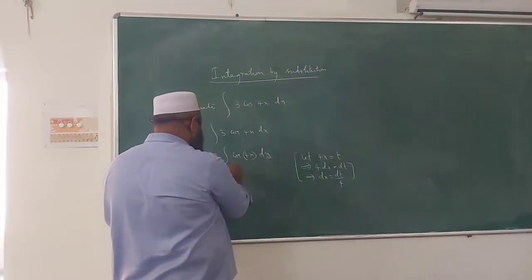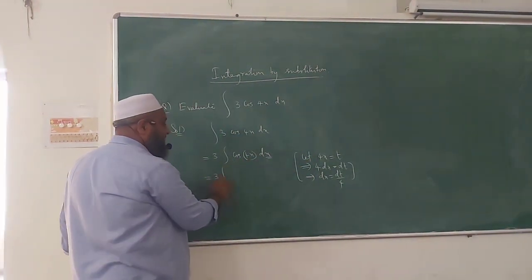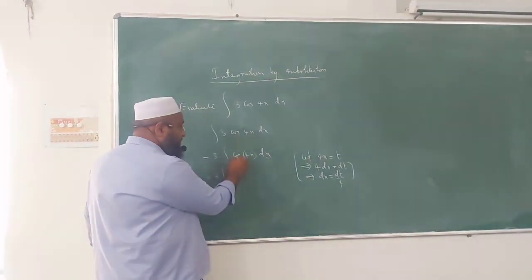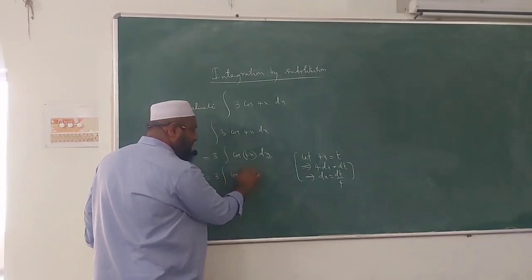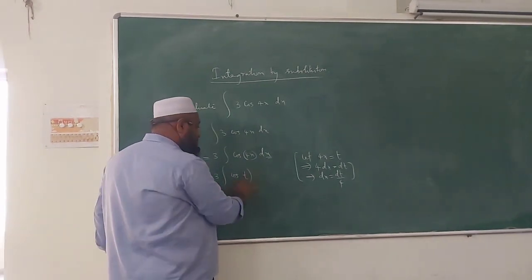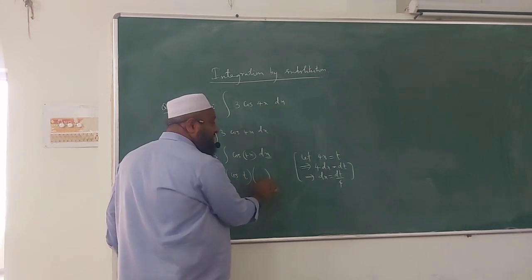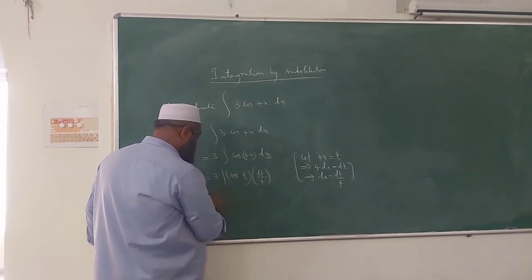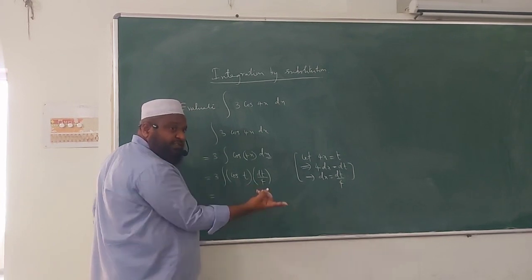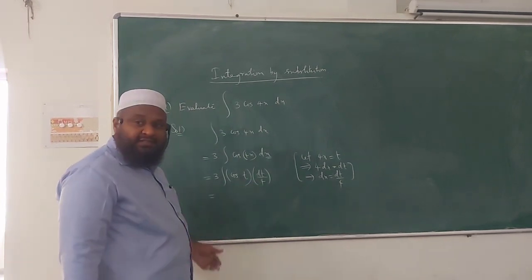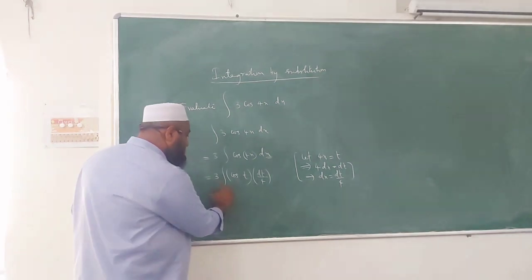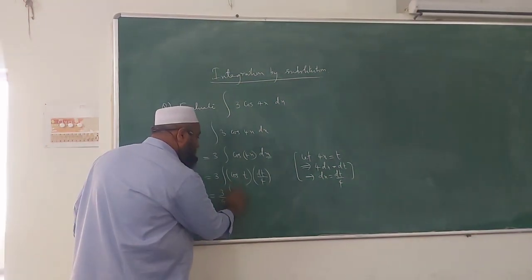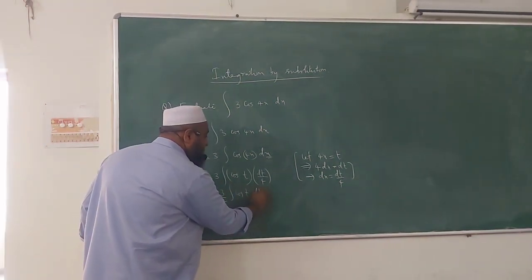These two things, let us substitute here. Integral 3 into integral cos, it will become t, and in the place of dx we substitute dt by 4. That is equal to, this 4 is a constant again, so it comes outside the integral: 3 by 4, integral cos t dt.